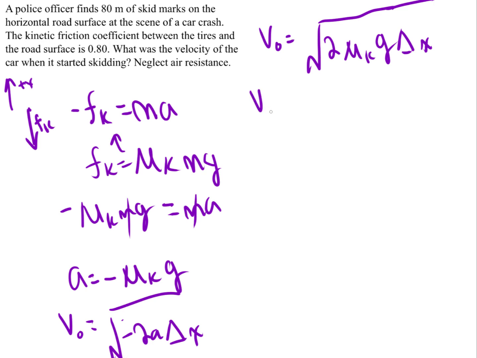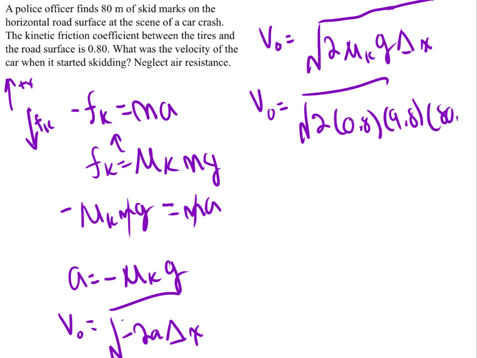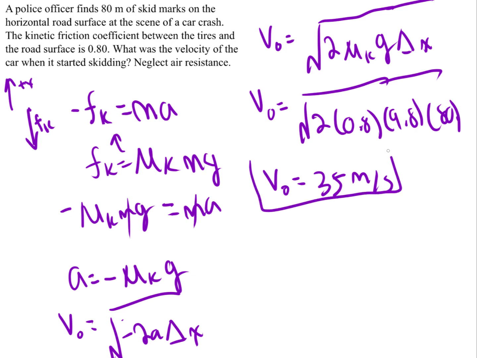So now we just need to plug everything in and solve for the initial velocity. Square root of 2 times the coefficient of kinetic friction of 0.8 times 9.8 times the 80 meters of skid marks. So now, if you simplify all of this, you should get that the initial velocity of the car, or the velocity when the car started skidding, is going to be about 35 meters per second. And that is how you would solve this problem here.